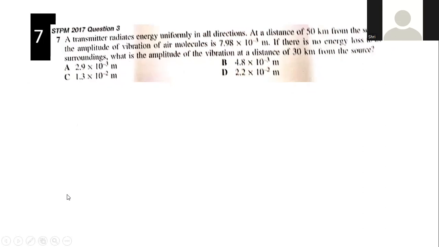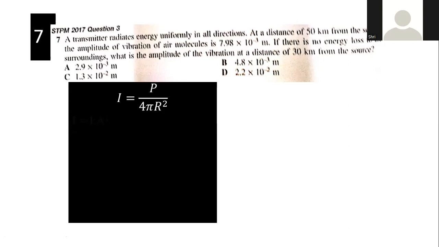Number 7. A transmitter radiates energy uniformly in all directions. At a distance 50 kilometers from the source, the amplitude of the vibration of air molecules is given this amplitude. If there is no energy loss to the surrounding, what is the amplitude of vibration 30 kilometers from the source? Okay, what is the answer? C.